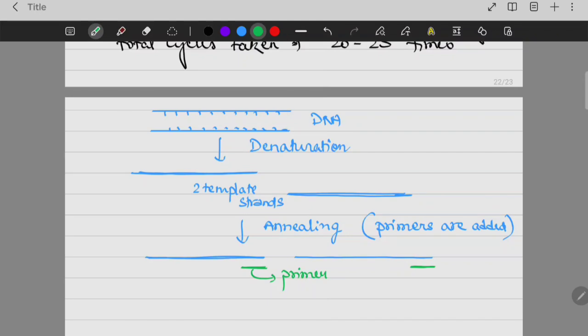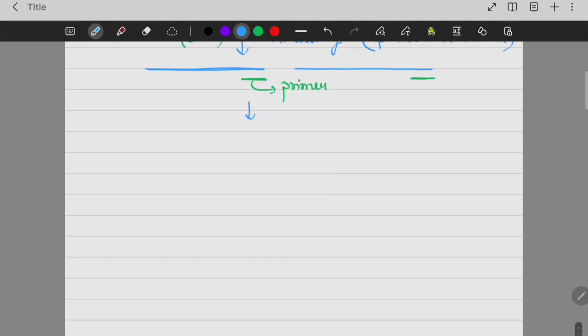Primer is attached. Now denaturation has a temperature of 90 to 95 degrees Celsius, and annealing has a temperature of 56 degrees Celsius. After this, there is finally the next step, extension. Extension means two DNA strands are extended and new DNA is formed.